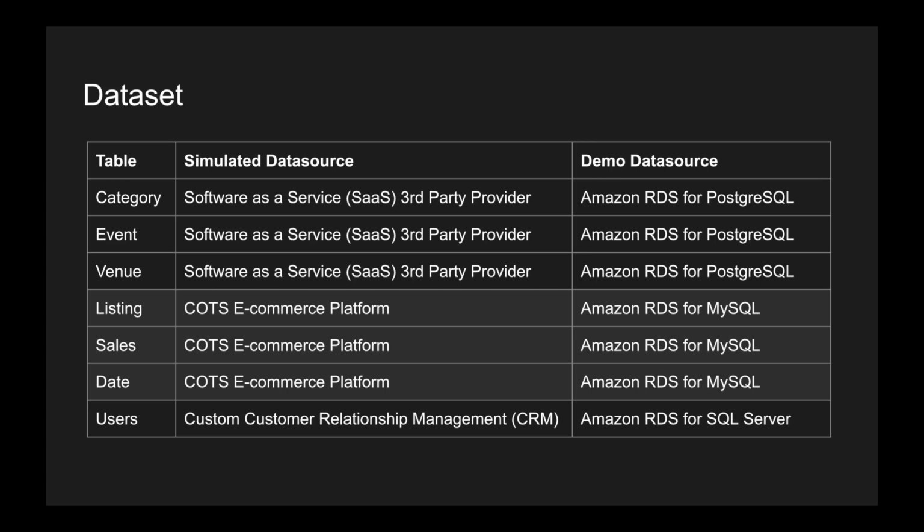This represents a third-party SaaS provider. The listings, sales, and dates are all contained in an Amazon RDS for MySQL instance. These 3 tables represent a commercial off-the-shelf e-commerce platform. Finally, the users are contained in an Amazon RDS for Microsoft SQL Server. These represent a custom CRM system.